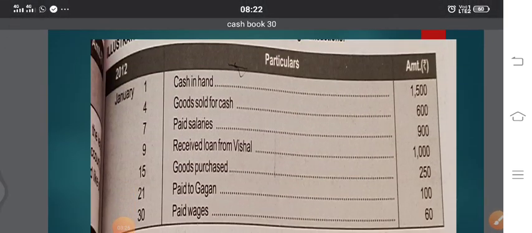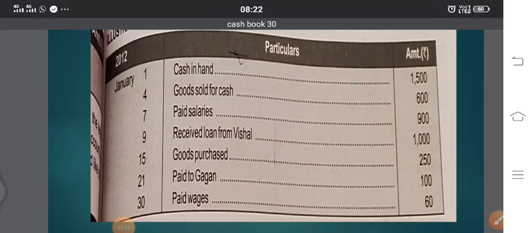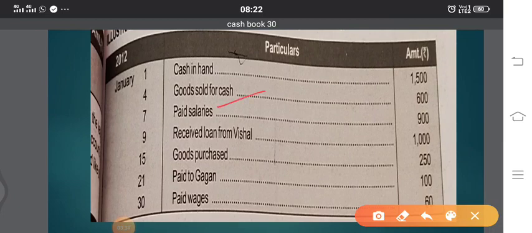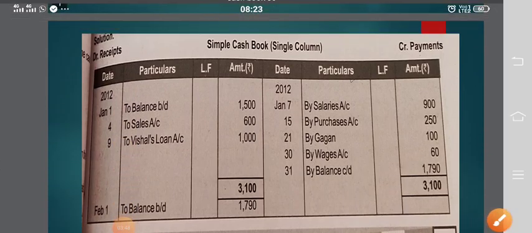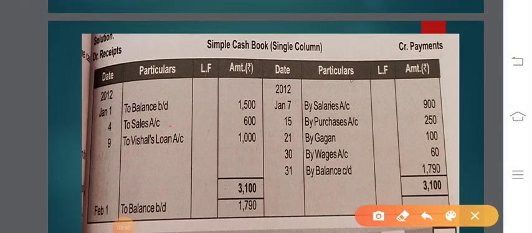The next point we have is goods sold for cash. Now what is happening here? You sold goods for cash. That means cash is coming into the business and goods are going out from the business. Since cash is coming into the business, it's a receipt. So we'll go to the receipt side and we'll write to sales.